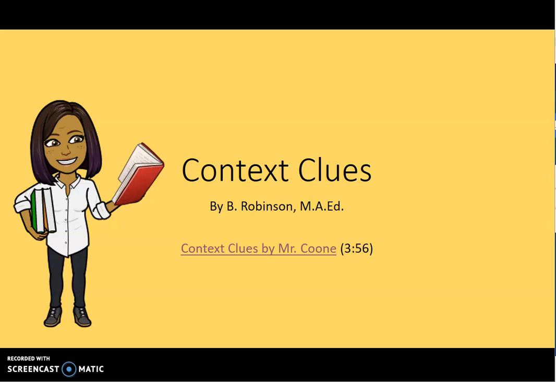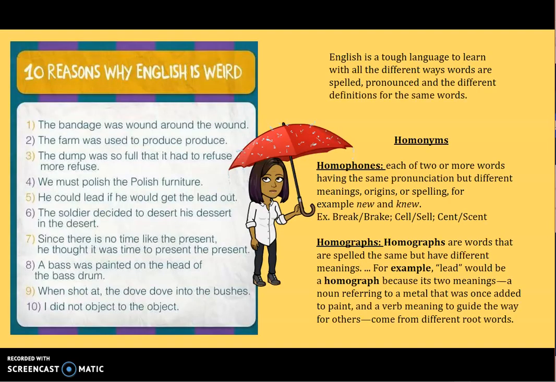So context clues, we use those to figure out words that we are not familiar with. And if we don't have a dictionary, we try to use the words that are around that word that we don't know. So English is a very difficult language, period. There are different words that are pronounced differently. So we have homonyms, we have homophones, but you have to figure out the word can be spelled the same, but you have to figure out based on the words around it, how it's being used.